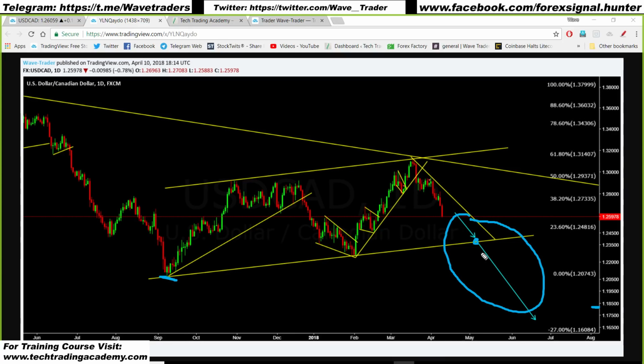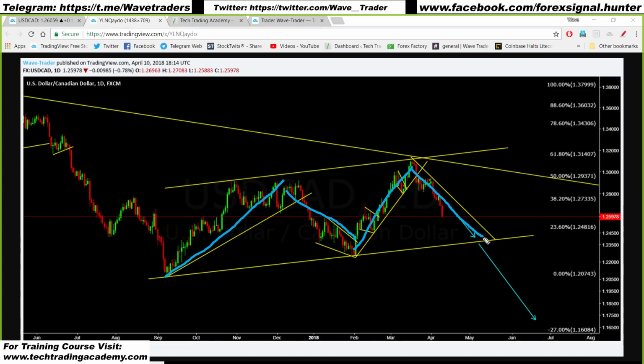So the market is going to decide whether it breaks down or reverses once price hits that channel line. There we are going to see either one more bullish wave within that pattern, or we are going to get down.